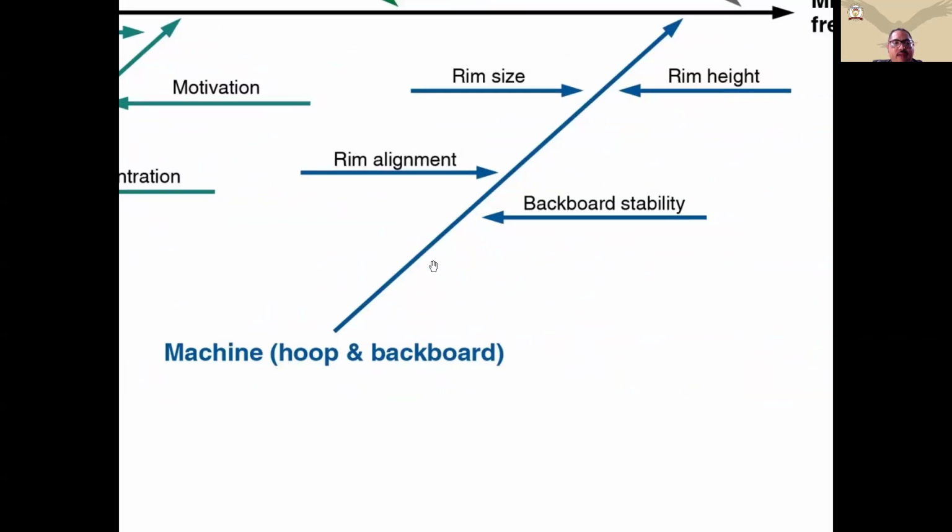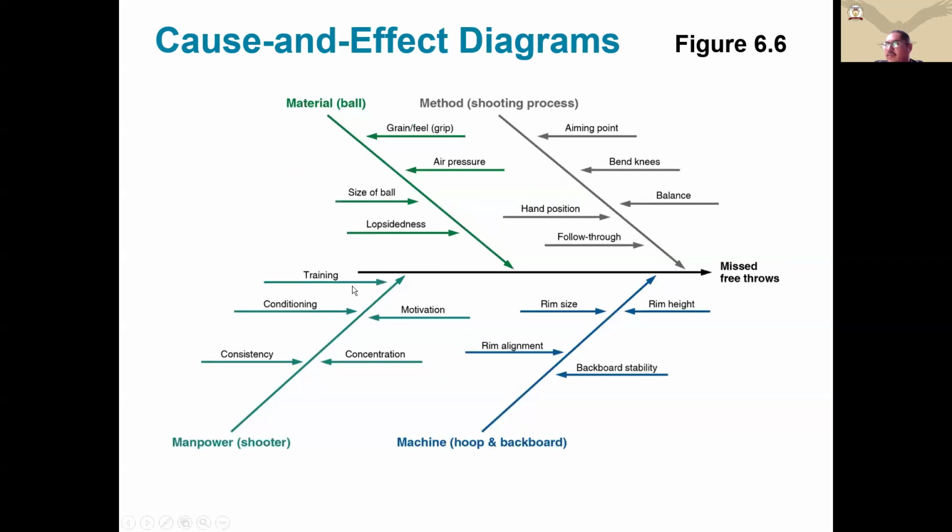Or maybe, in looking at machinery, maybe it's the hoop and the backboard. Maybe the height is not adequate, or the rim size is too small, or it's kind of crooked. By doing a diagram like this, you would be able to say, all these are possible causes of why someone would miss a free throw. As an example there.